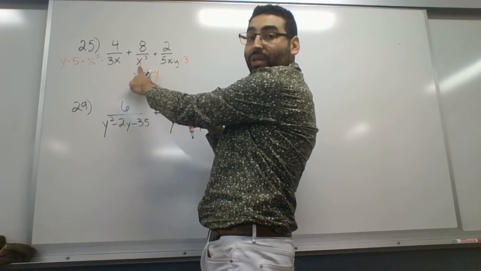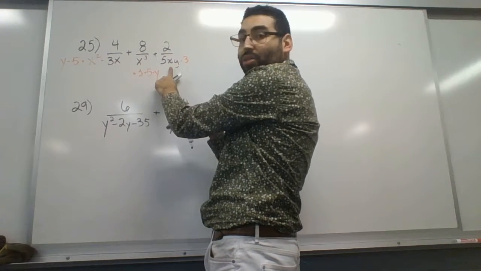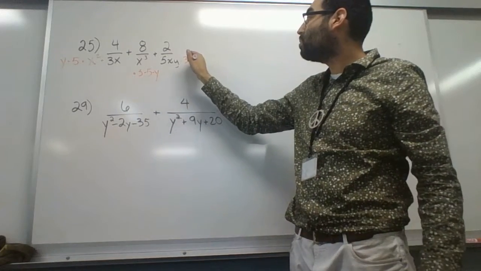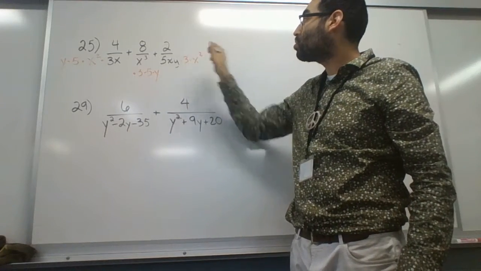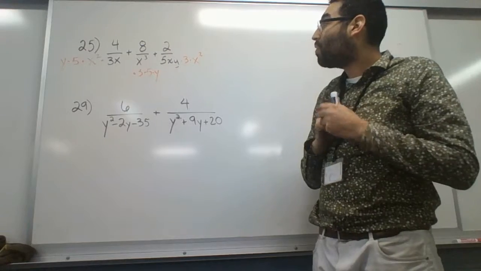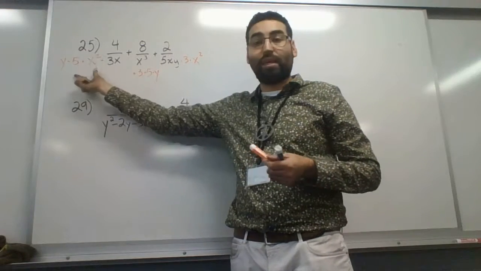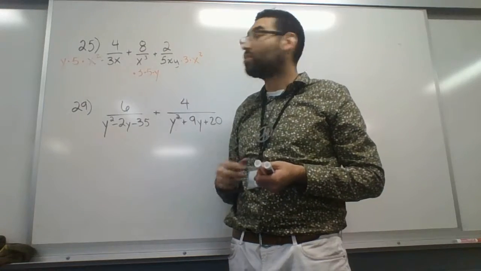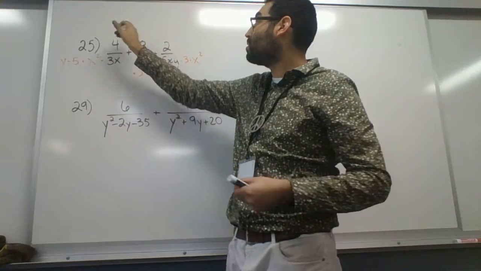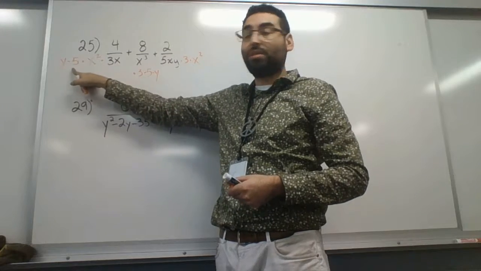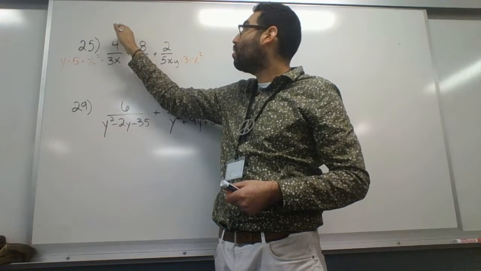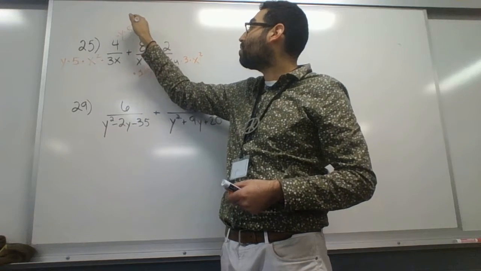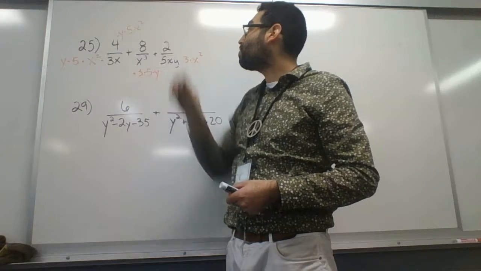If we look at this guy right here, this one has an x cubed. This one does not have an x cubed. So in order for it to have an x cubed, I need to multiply it by x squared. Now they all have exactly the same terms. All we need to do is multiply the bottom and the top. So I'm going to multiply this top by whatever I multiply the denominator by. So it would be y times 5 times x squared.